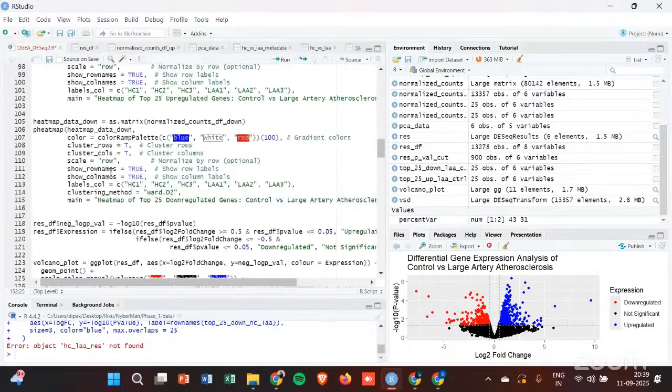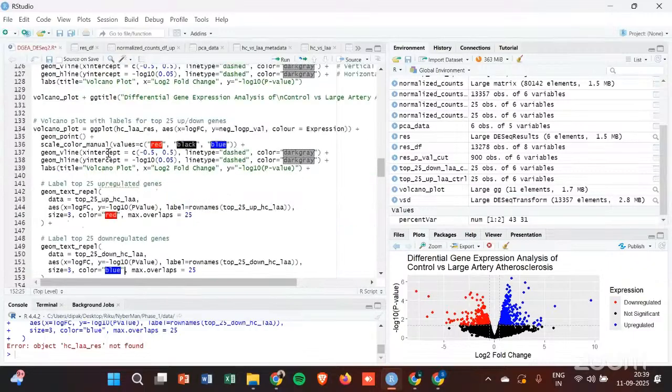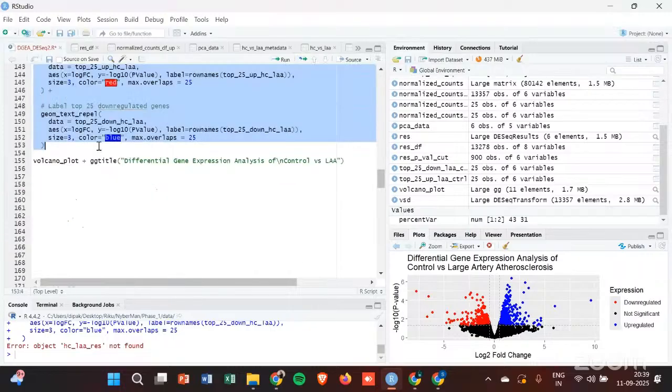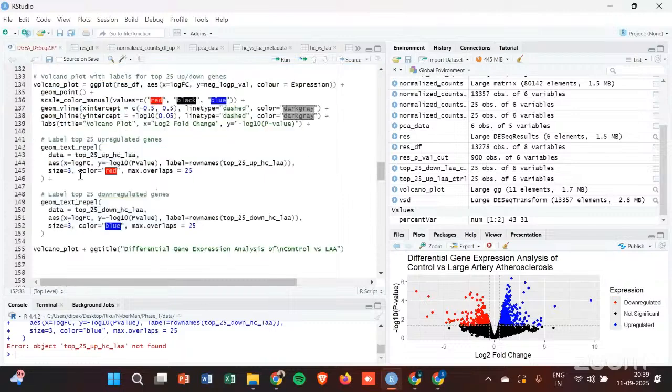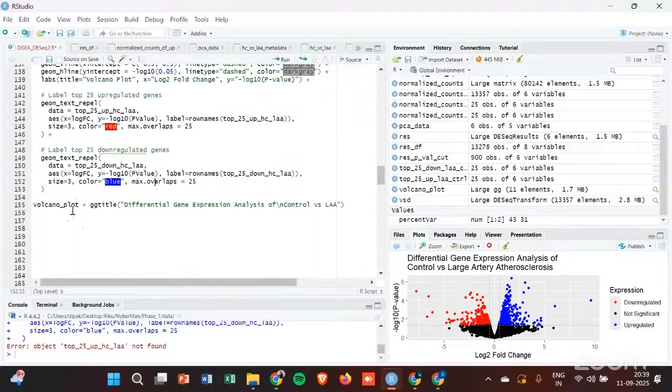Just give me a second, guys. It should be resdf, not HCLA res. Sorry. Here it should be resdf. Okay. It's just the variable names which are different here. Let me fix that. It should be 25 LA control.